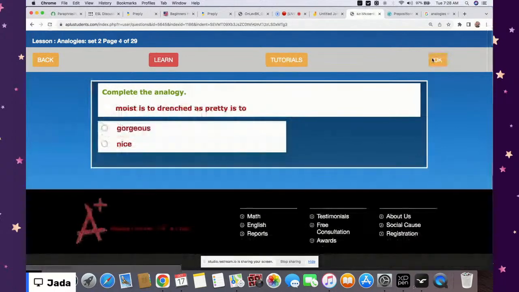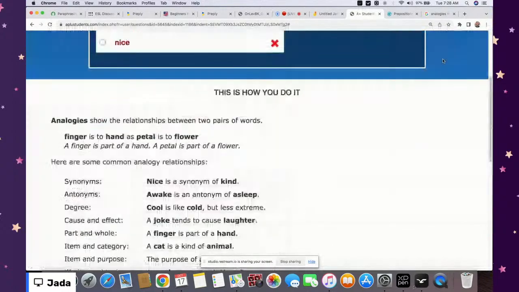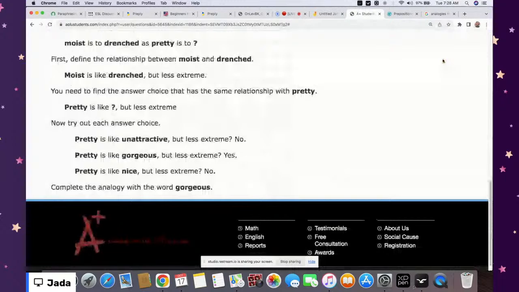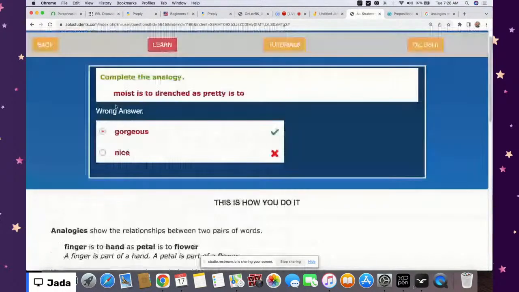All right. So moist is to drenched as pretty is to, let me see. I'm going to click on the wrong one. All right. So when you click on an answer and it is wrong, all you need to do is scroll down. You scroll down and you're going to get a detailed explanation as to why your answer was wrong. So anything wrong, just scroll down and read through. So we have moist is to drenched, but less extreme. So pretty is to gorgeous. Whenever you have a wrong answer, just go down like I did right now and you're going to get a good explanation.